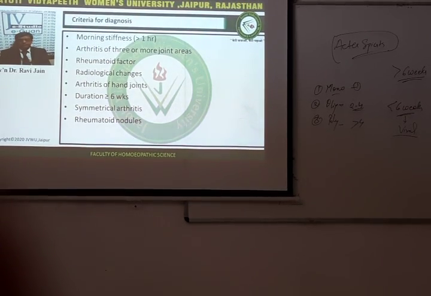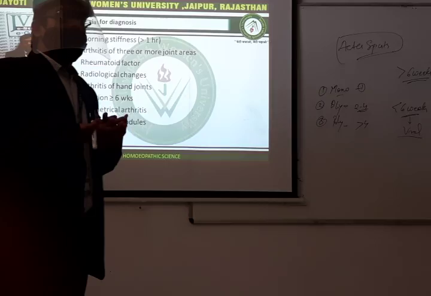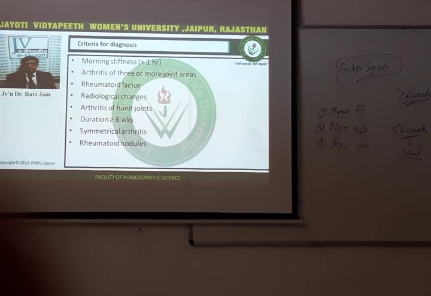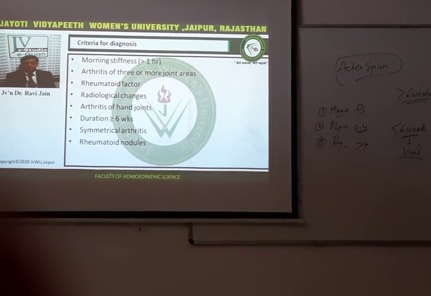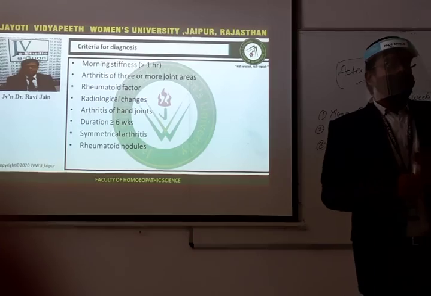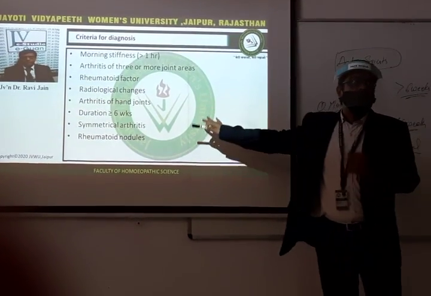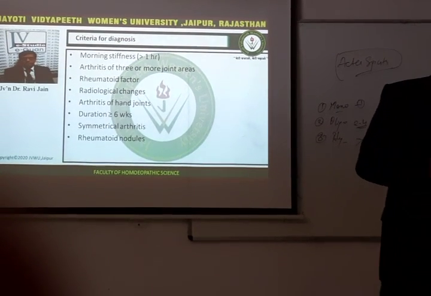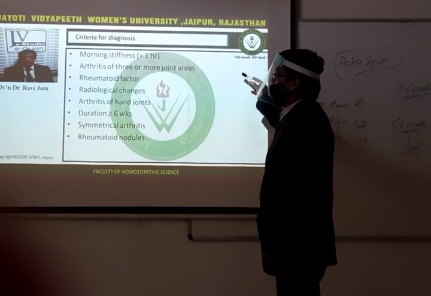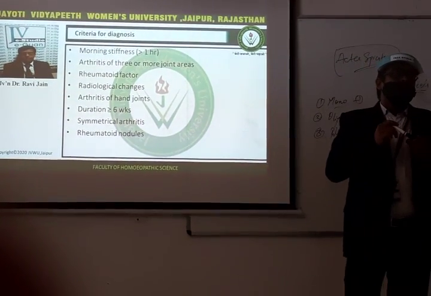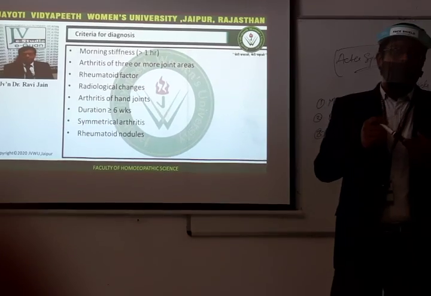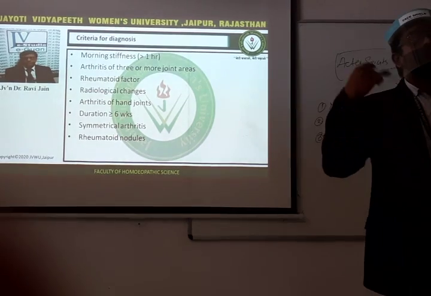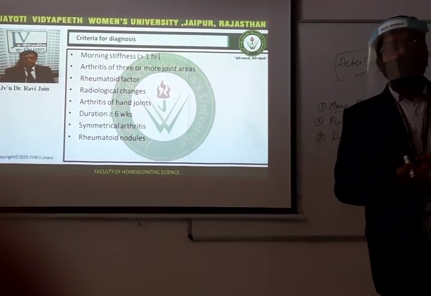Now, what is the criteria for diagnosis of rheumatoid arthritis? Whenever a patient is coming to you, what is the minimum criteria on the basis of which you can diagnose the case of rheumatoid arthritis? These things have to be present in order to diagnose it. Morning stiffness greater than 1 hour. Right, this is very important. Arthritis of 3 or more joints. Alright, so this is very important.